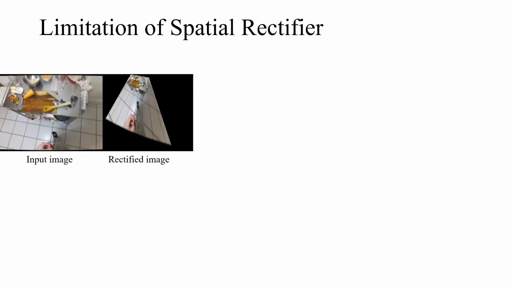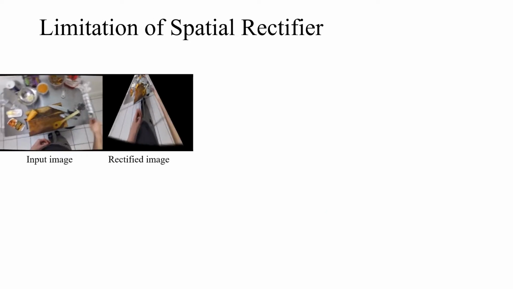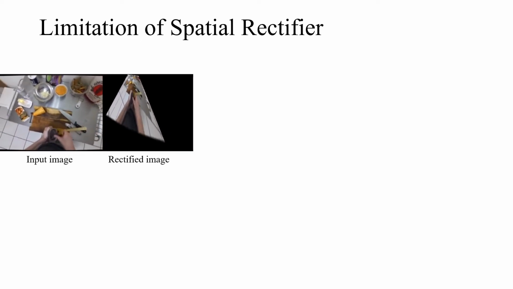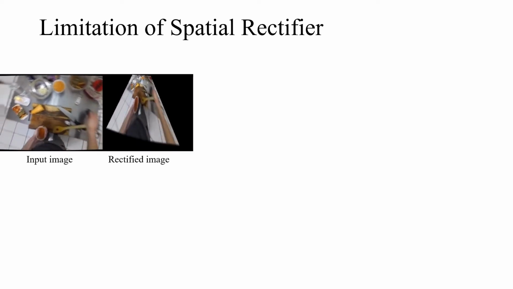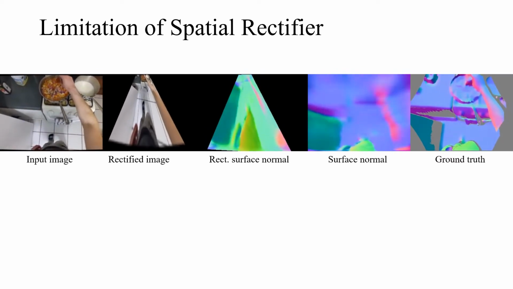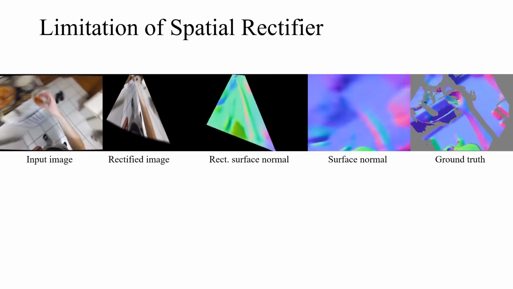Egocentric images, however, involve excessive perspective image transformation due to the nearly 90-degree pitch angle when engaging in object interaction, which results in significant performance degradation when applying the gravity-aligned spatial rectifier.